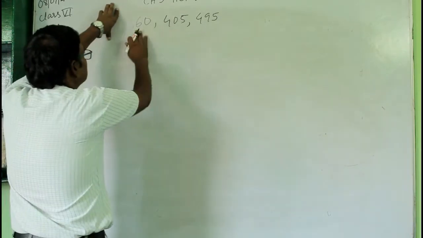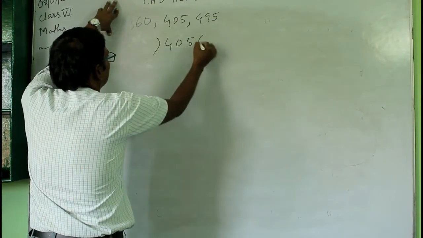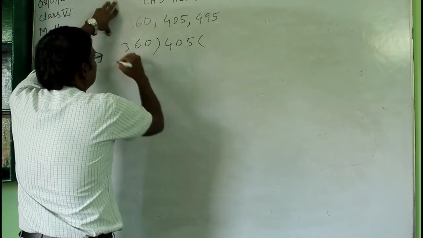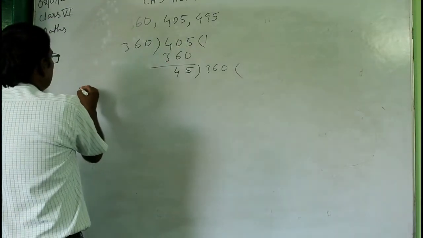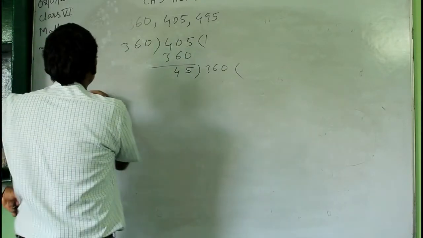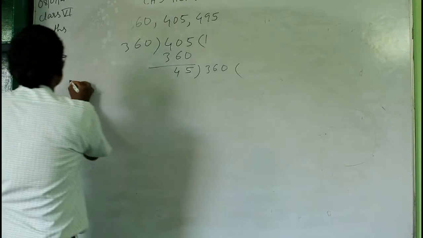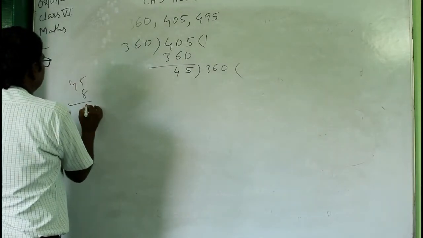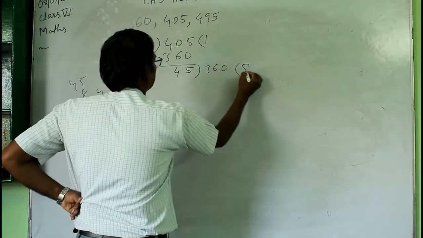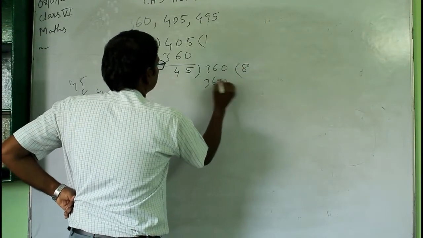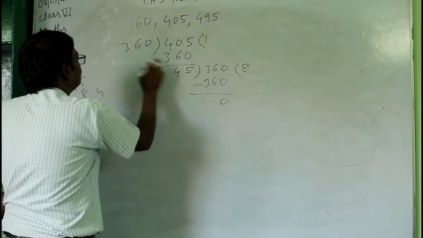So divide this number by this number. You can take any number. Okay, so divide the larger number by the smaller number. So now 45 to the 90. It will go by 8. Okay, see. Yes, it will go by 8. So this will be 360 here, remainder 0, and therefore 45 is the HCF of these two numbers.